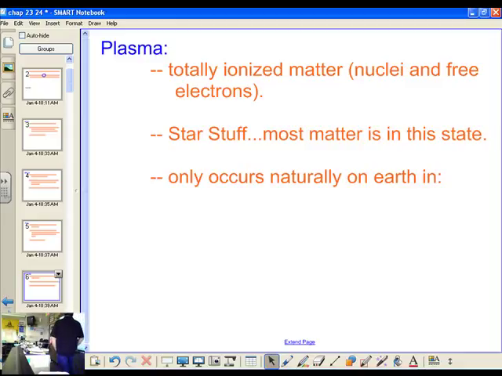It's star stuff. Because it only occurs naturally in one phenomena. Anybody have an idea what phenomena that is? Yes? Lightning. That's absolutely correct. Lightning. And, by the way, when you see the lightning, it's no longer plasma. Plasma is black. If you were in the interior of the sun, it would be black.